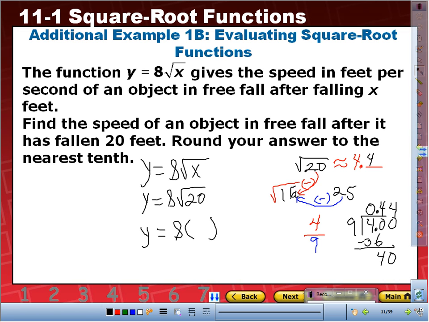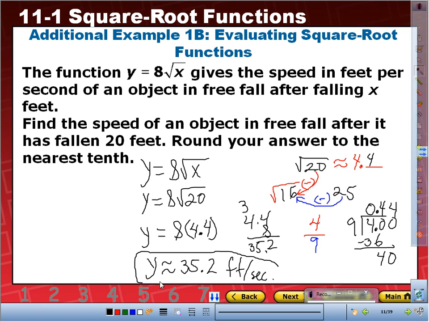So here instead of square root of 20, what do I write? 4.4. Therefore, y is approximately 4.4 times 8. That's 32. I got 3. 32 plus 3, that's 35. This is 35.2 feet per second. That's how you find your decimal.